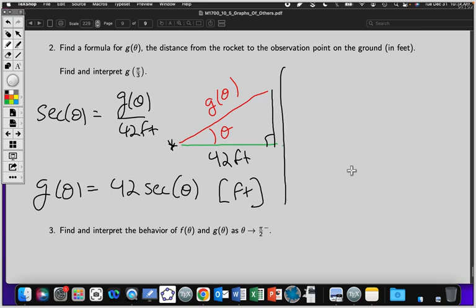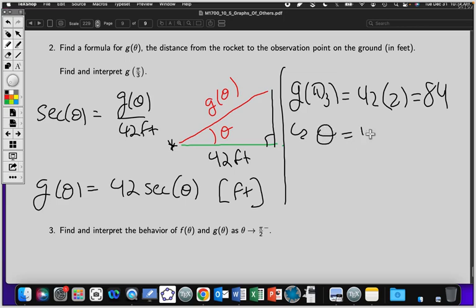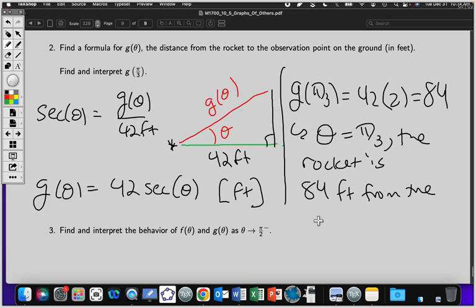Find and interpret g of pi over 3. So g of pi over 3 would be 42 times the secant of pi over 3. Secant of pi over 3 is 1 over the cosine of pi over 3, so that would be 2, which is 84. So this means when theta is pi over 3, the rocket is 84 feet from the observation point.